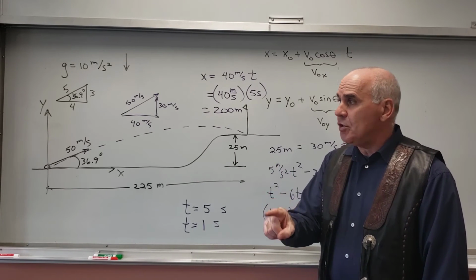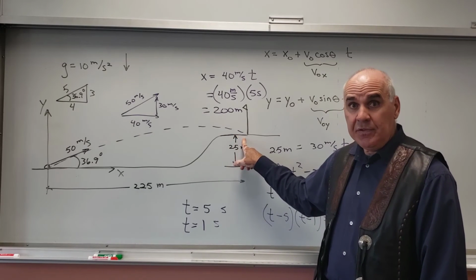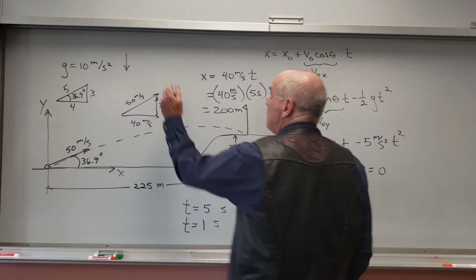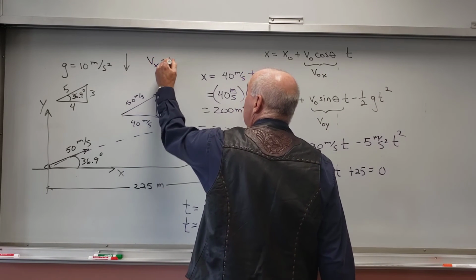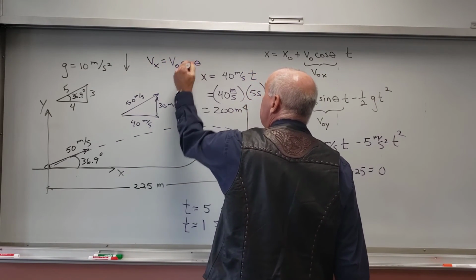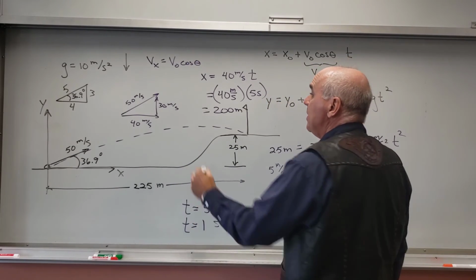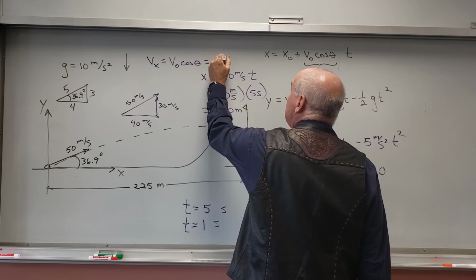Real quick, if I wanted to know what's the velocity when it lands, the x velocity never changes, right? So v sub x equals v naught cosine theta, end of story. There is no change in the x velocity. So this would be 40 meters per second.